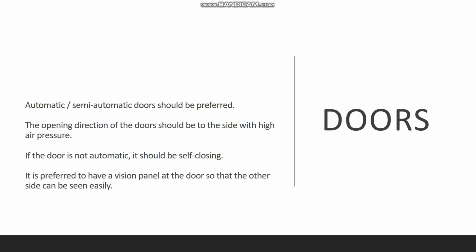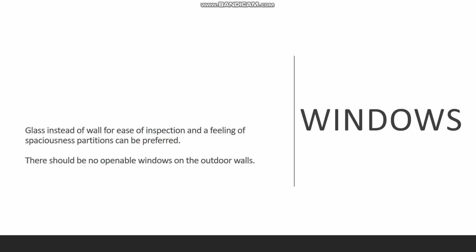Automatic or semi-automatic doors should be preferred. The opening direction of the door should be to the side with high air pressure. If the door is not automatic, it should be self-closing. It is preferred to have a vision panel at the door so that the other side can be seen easily. Glass partitions can be preferred instead of walls for ease of inspection and a feeling of spaciousness. There should be no openable windows on the outdoor walls of the sterilization unit.